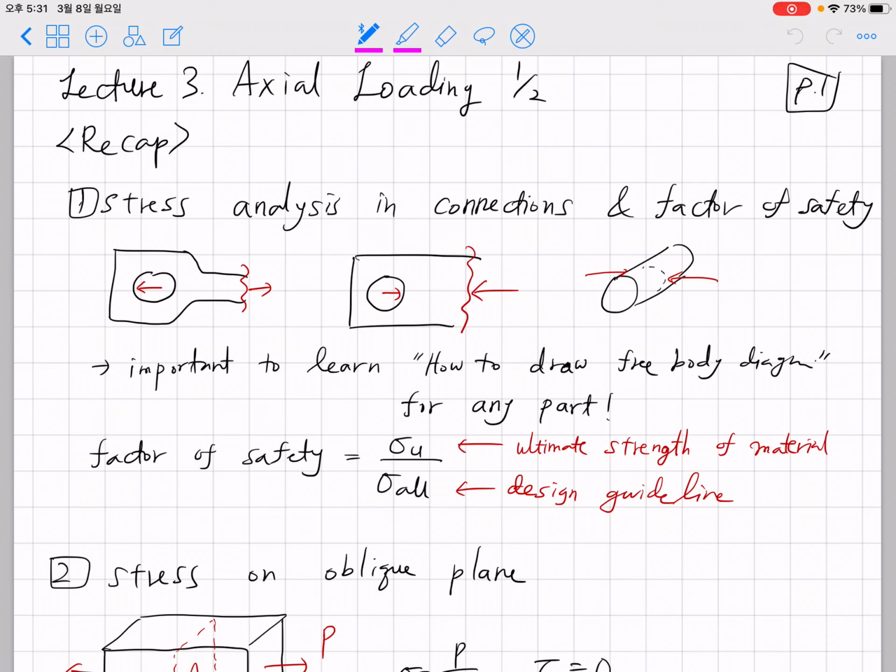Hi everyone. Today we'll start our discussion on axial loading, part 1 out of total part 2. Before talking about axial loading, let's review the concepts we covered in previous lecture. So in previous lecture, we delved into the details of stress analysis in connections and factor of safety.